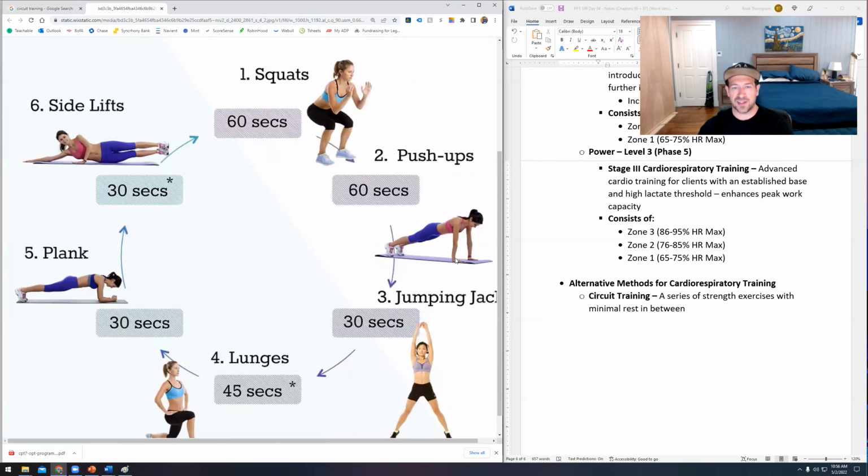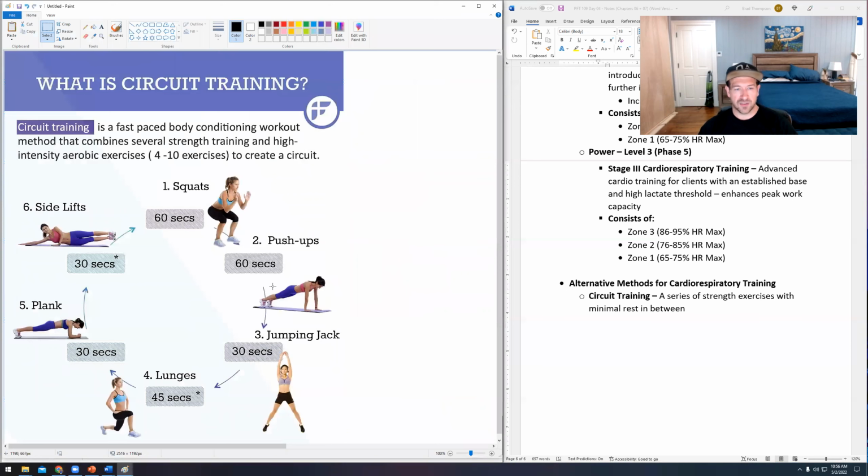So I'm going to do squats, then push-ups, then jumping jacks, then lunges, then plank. What do you think's happening to my heart rate in this, right? Chances are, if I look at this, my heart rate's going to continue to go up.